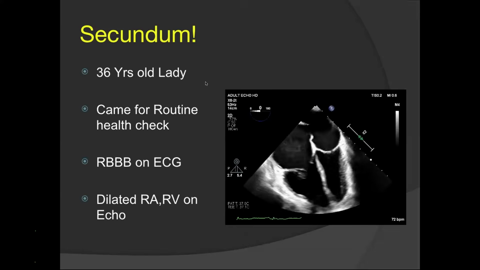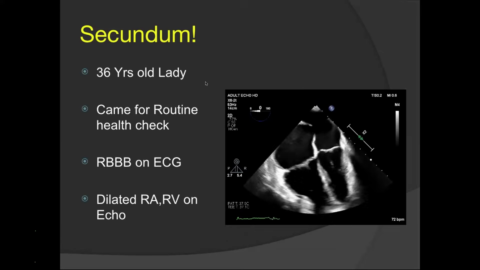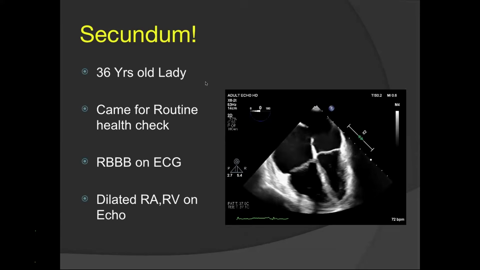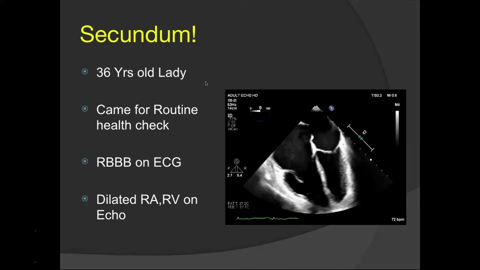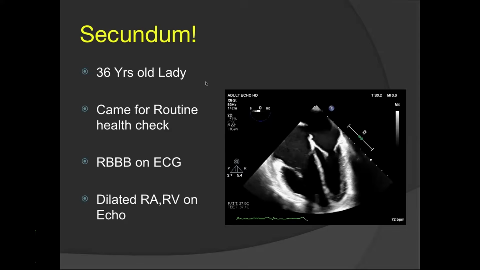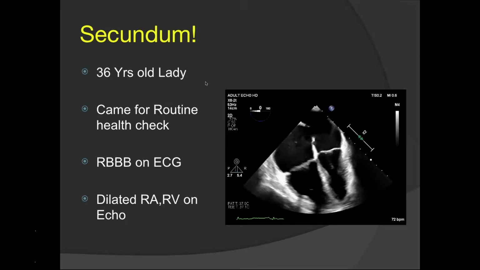Coming to the second case scenario, I think the diagnosis is very apparent, but commonly missed out. This patient came to us for TEE because echo done outside had reported a dilated right atrium and right ventricle on transthoracic echo and left it at that. No cause had been found. So we straight away took for TEE, although we knew the diagnosis on our transthoracic imaging also. I'm sharing with you the TEE images. A 36 year old lady, routine health check, reported to have RBBB on ECG and dilated RA-RV on echo, and the health checkup stopped at that. So we did a TEE.